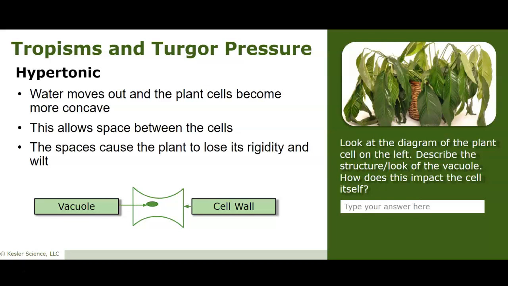Hypertonic, so that's water moves out and the plant cells become more concave. Hyper means low. I know that sounds like it means high, but hyper means low. So this allows space between the cells, and that's why we get plants that wilt.